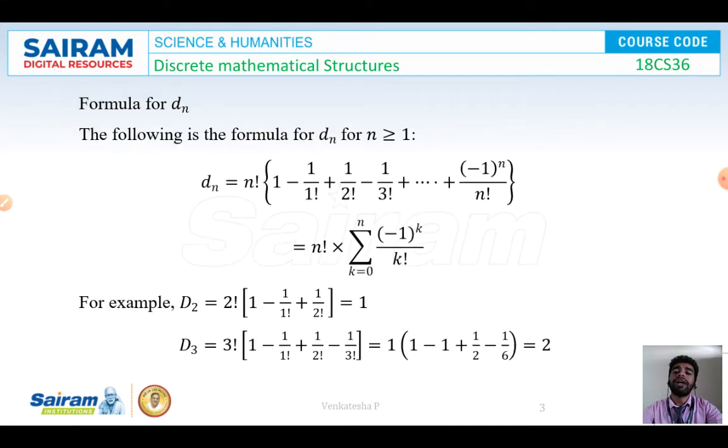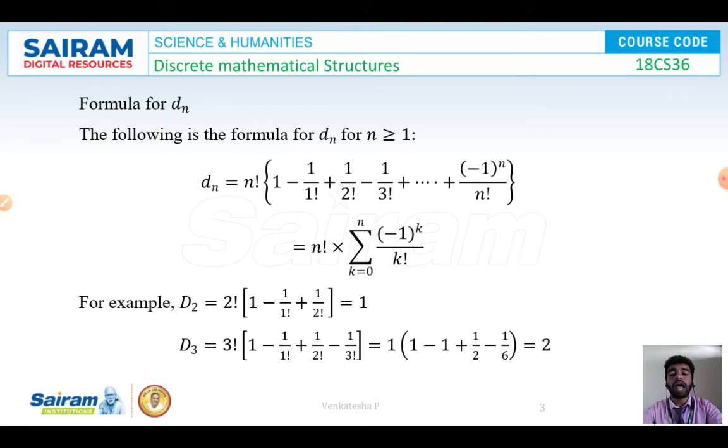The formula to find the derangement is given by d_n equals n factorial times 1 minus 1 by 1 factorial plus 1 by 2 factorial minus 1 by 3 factorial and so on, up to minus 1 power n by n factorial, for n greater than or equal to 1. We can simplify the formula as d_n equals n factorial into the summation over k from 0 to n of minus 1 power k by k factorial.